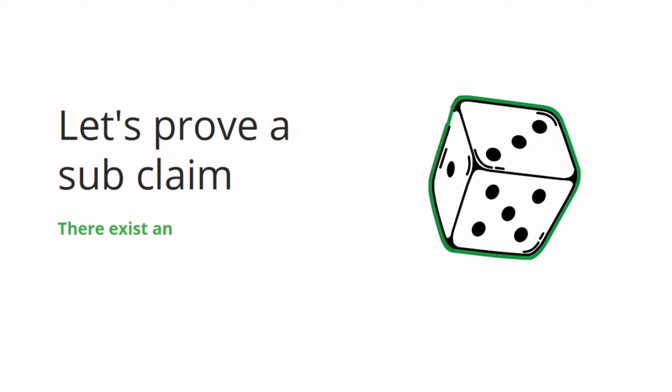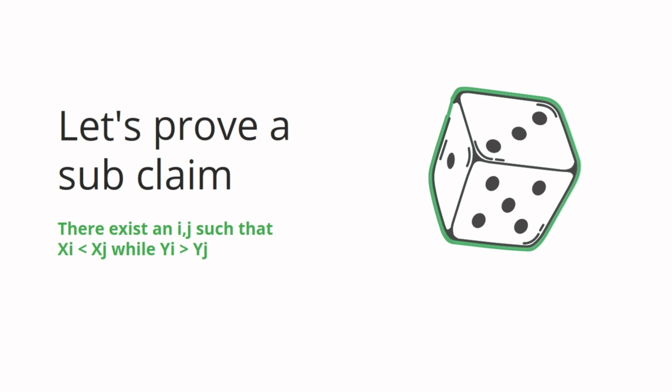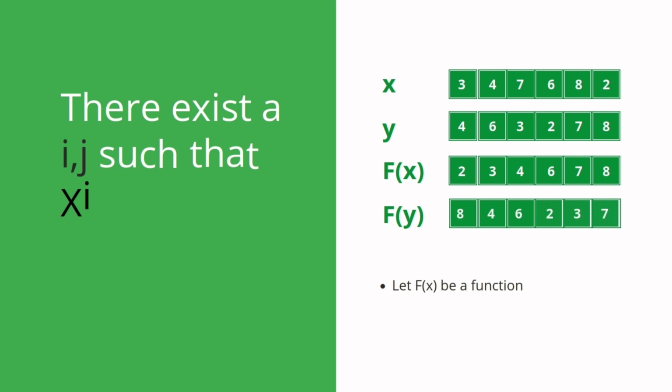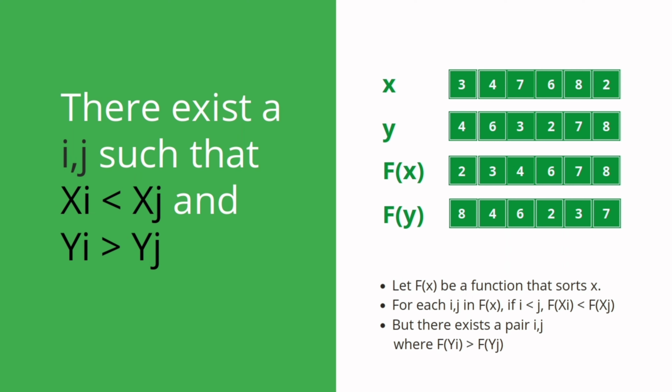Now before we jump into proving the distinct leaves claim, let me prove a subclaim which will be used in further proofs. The claim says that for any x and its permutation y, there exists an i, j such that x of i is less than x of j, while y of i is greater than y of j. Now let me prove this with an example.